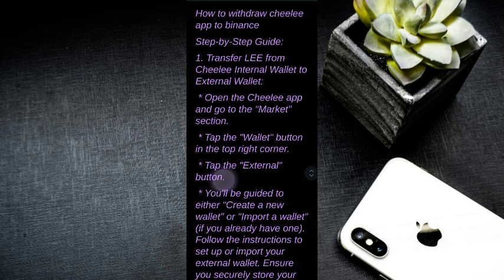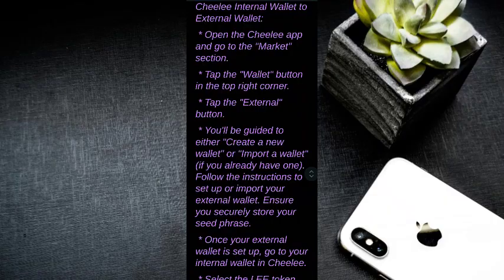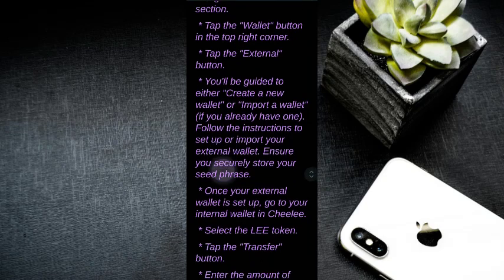Open the Chelee app and go to the market section, tap the wallet button, tap the external button, then you will be guided to either create a new wallet or import a wallet if you already have one. Follow the instructions to set up or import your external wallet. Ensure your security, store your seed phrase.